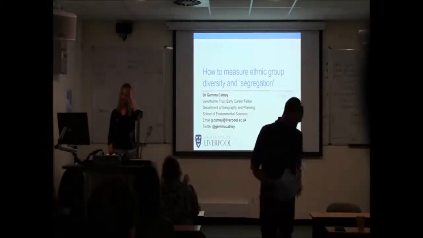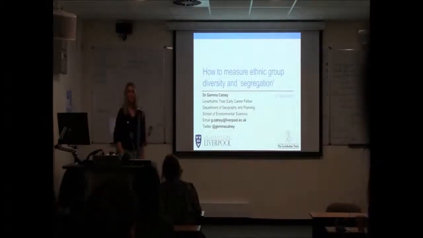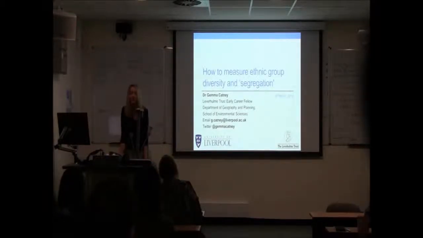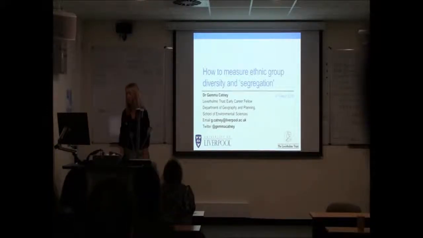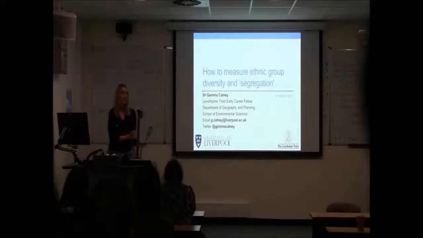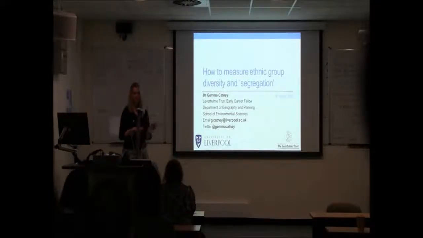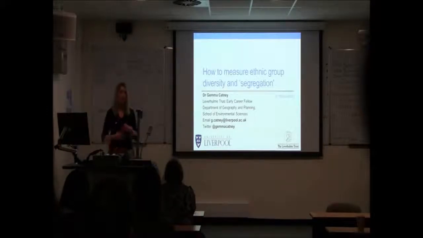Thank you very much indeed. Yeah, so I'm a Liverpool Trust Early Career Fellow, and my project is concerned with the geographies of ethnic and social segregation in England and Wales over the last 2 decades, so between 1991 and 2011. So when I was asked to do a how-to talk, what I wanted to focus on was how to measure ethnic group diversity and segregation. And the reason segregation is in inverted commas in this is that it is an emotive topic. It's something that generates a lot of different impressions and opinions in people's minds, and that's something that will come up. There are also different ways to measure segregation, and that's the focus of the talk.